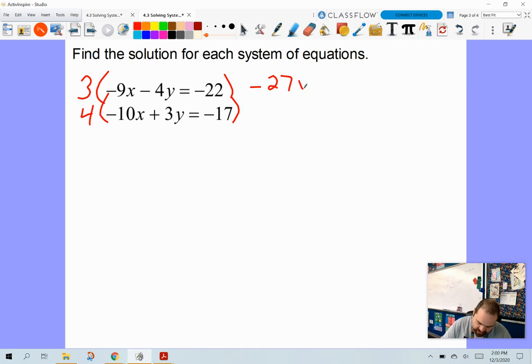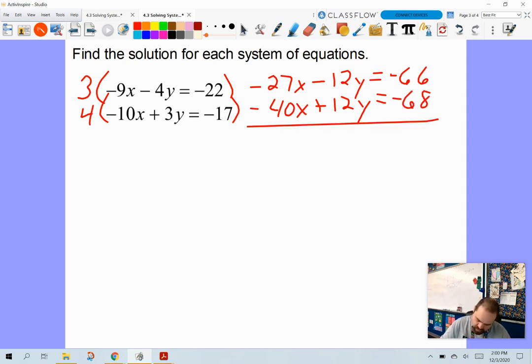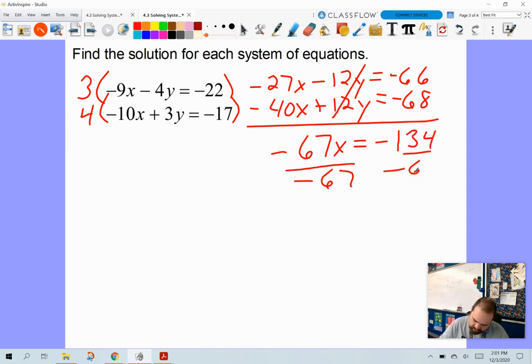I got a -27x minus 12y equals -66. -40x plus 12y equals -34, 68. The y's cancel. -67x equals -150, 134. -134. Divide out your -67.